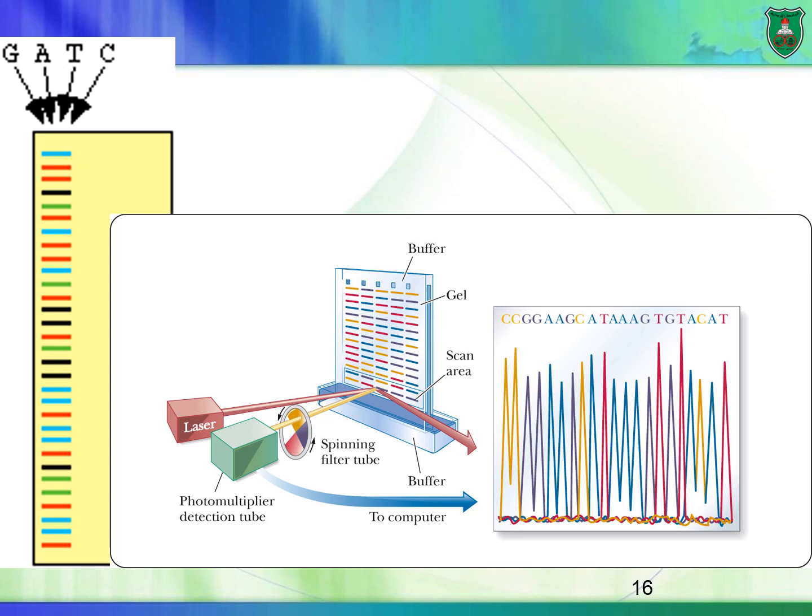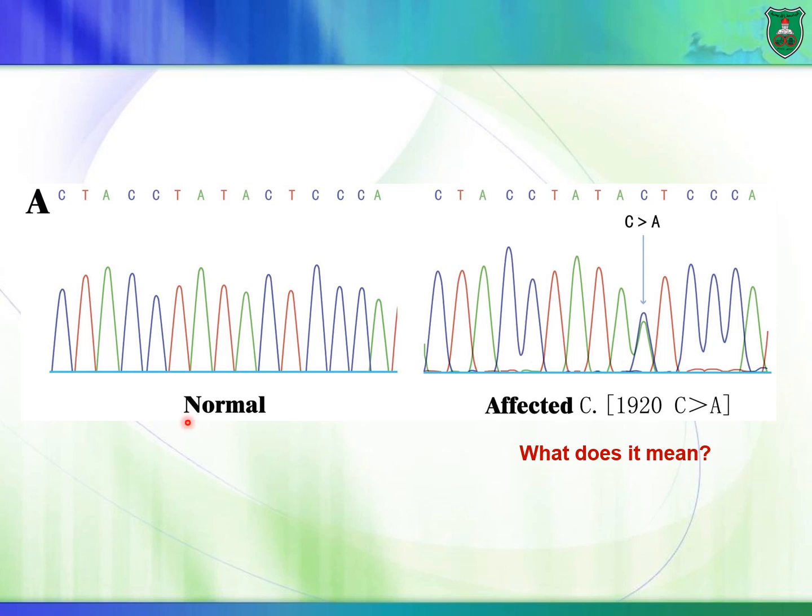Now, the thing is, what if there is a variation? How would that look like? What if there is a mutation? How would that look like? Well, let's say that normally we have these peaks. This is read as C, followed by T, followed by A, followed by C. Notice here we have 2 peaks that overlap. The computer would say, aha, wait a second. There is something in here. We have 2 peaks that have similar height. What does that mean? It means that there is a polymorphism.